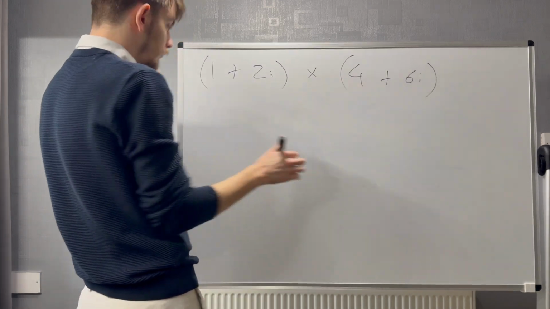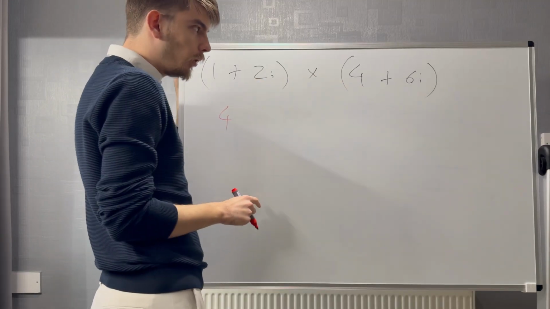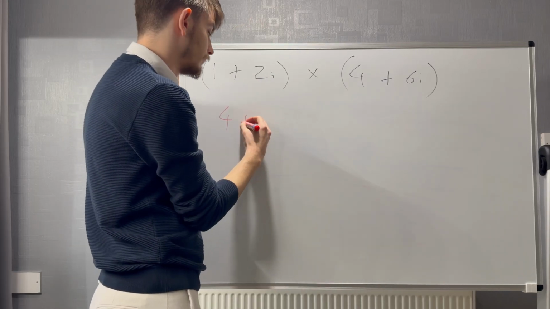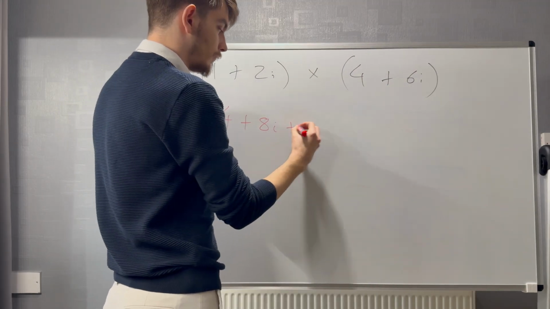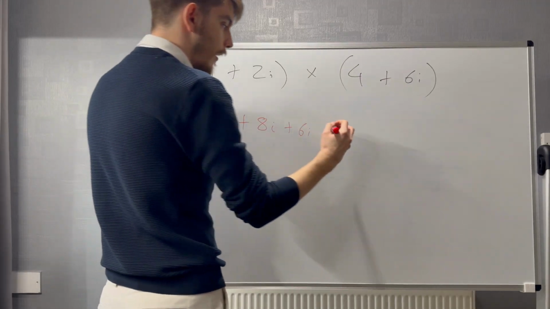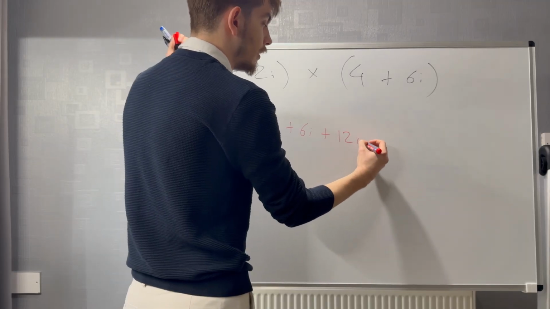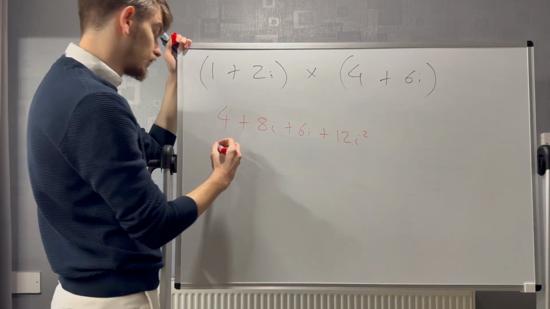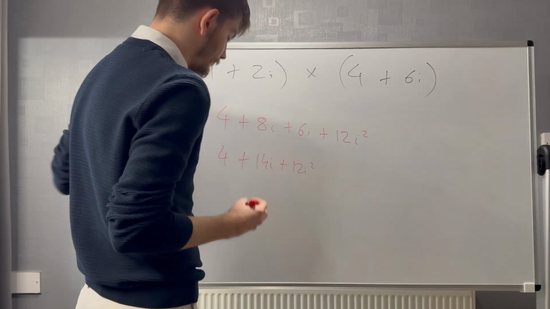So we'll have 1 times 4, 4. 2i times 4, again, imagine it was 2x times 4. That's 8x, this is just 8i. Then we'll have 1 times 6i. And then we'll have 2i times 6i. And again, if it was an x, you know it would just be 12x squared. So it's 12i squared. I can collect like terms and I can get 4 plus 14i plus 12i squared.